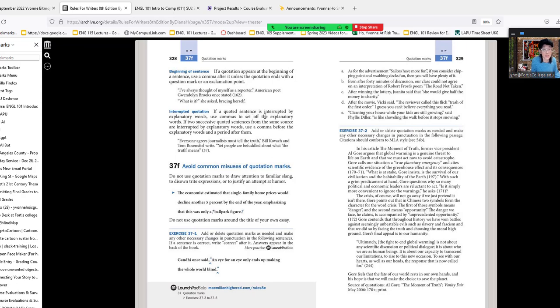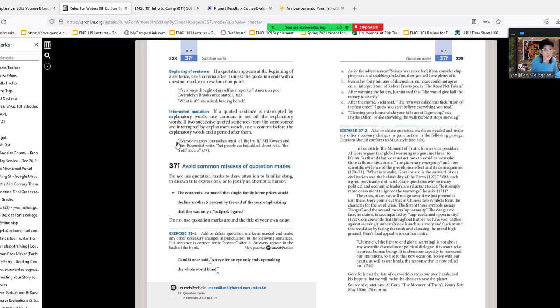If a quoted sentence is interrupted by explanatory words, use commas to set off the explanatory words. If two successive quoted sentences from the same source are interrupted by explanatory words, use a comma before the explanatory words and a period after them. "Everyone agrees. Journalists must tell the truth."